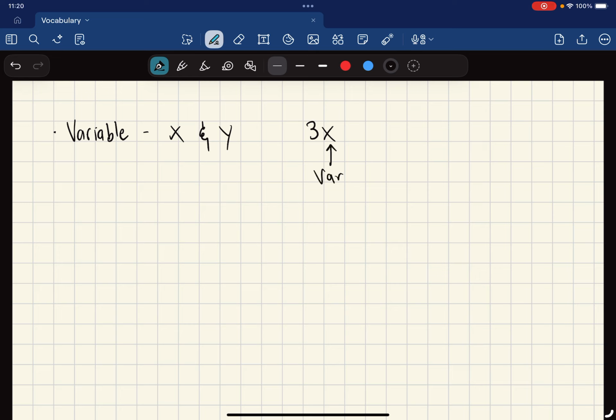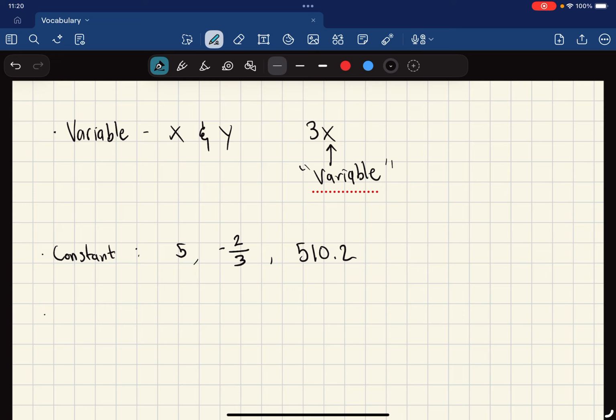So I'm going to write down variable. Our next vocabulary I want to go over is constant. A constant always has a fixed value. Let's go over some examples. The number 5, that's a constant. The number -2/3, that's a constant. Another one, like 510.2, that's a constant. So these are all constant values, just numbers that we have.